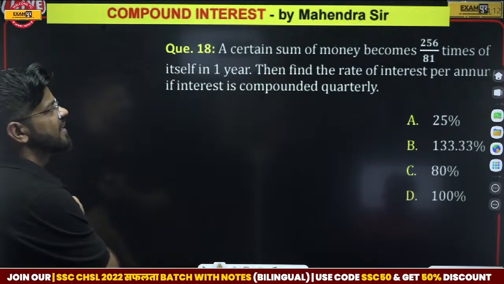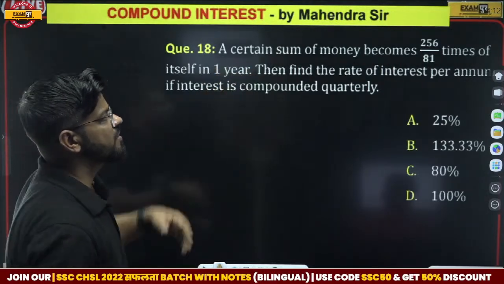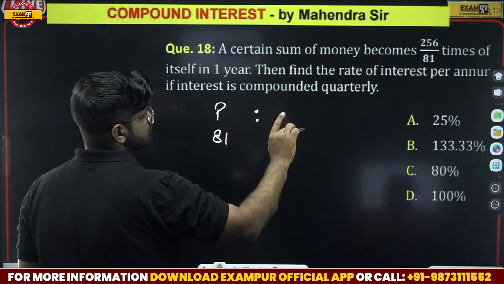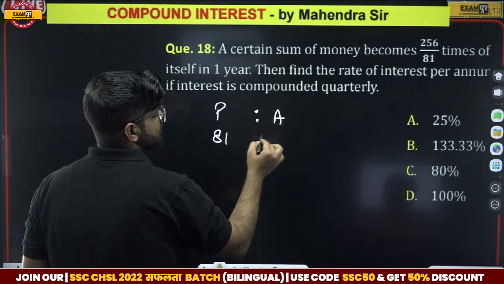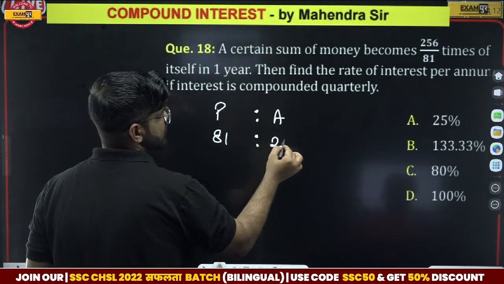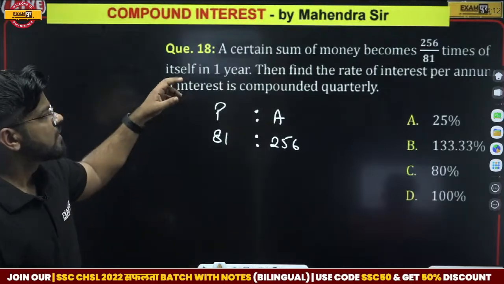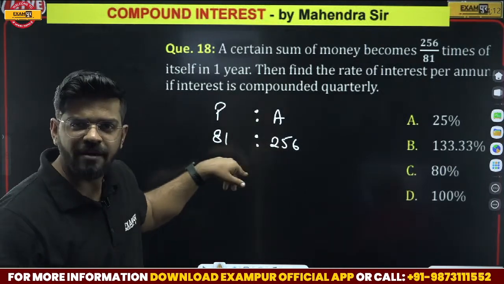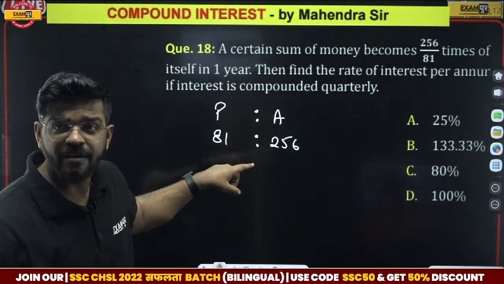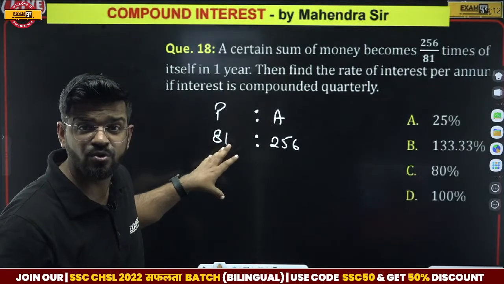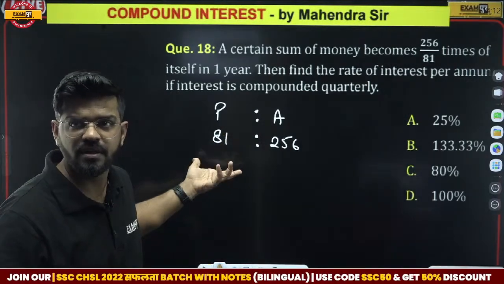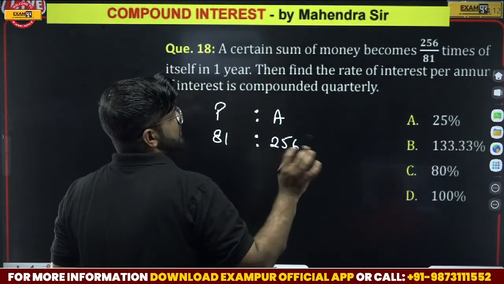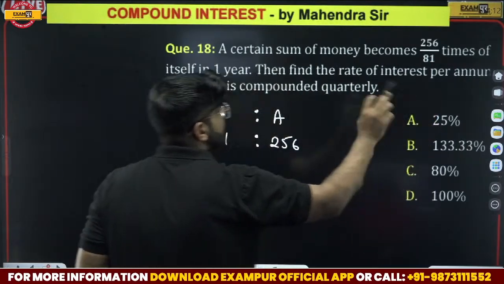Superb. A certain sum of money becomes 256 upon 81. You know that P is 81 and A is nothing but 256 itself in 1 year. It is saying in 1 year it will become this of this. So for 1 year, do we have to calculate? Do we have to do the fourth root or something? No. Square root, third root, nothing. For 1 year we don't do this. But the twist is here. Then find the rate of interest per annum.